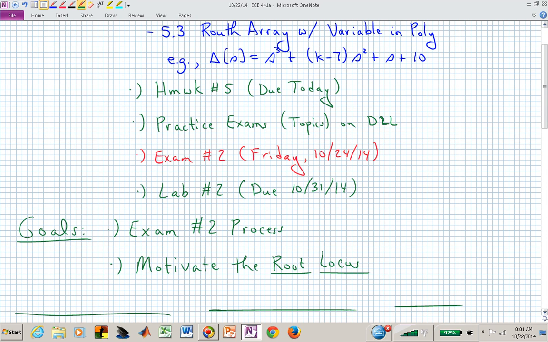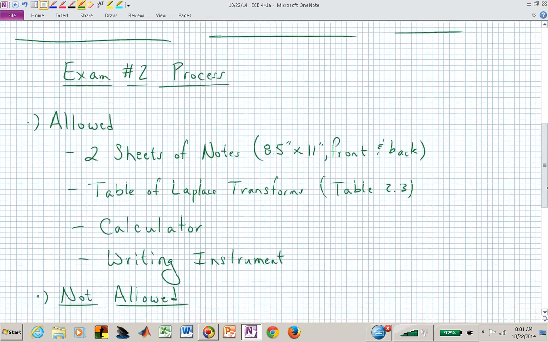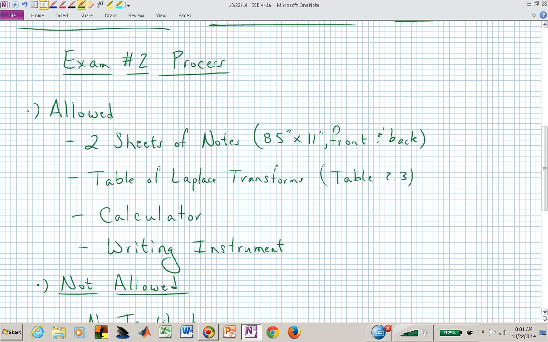Today, let's quickly cover the exam 2 process, which is consistent with what exam 1's process looked like. And we will actually get into some fun material. We will start motivating the root locus, and we'll try to explain what the root locus is, but it's essentially a locus of root locations. We want to know where our closed loop poles are in the complex S-plane, and the root locus provides us with a tool for determining where those closed loop poles will be located depending on a particular adjustable parameter.